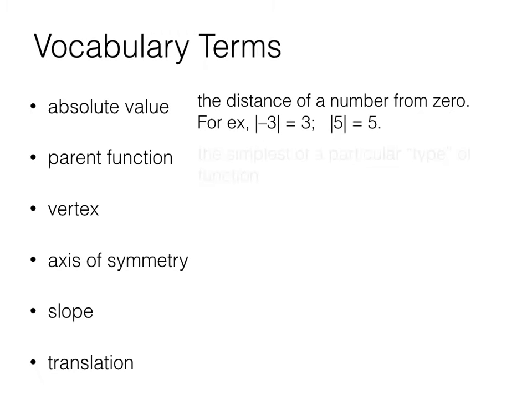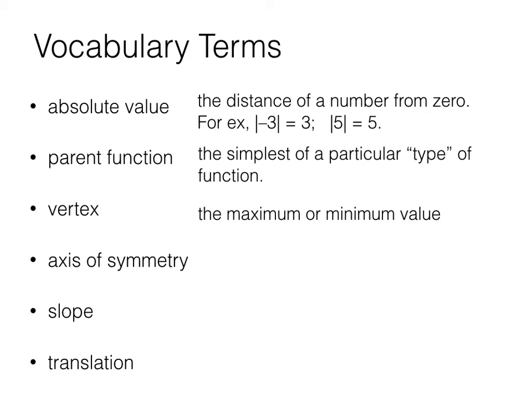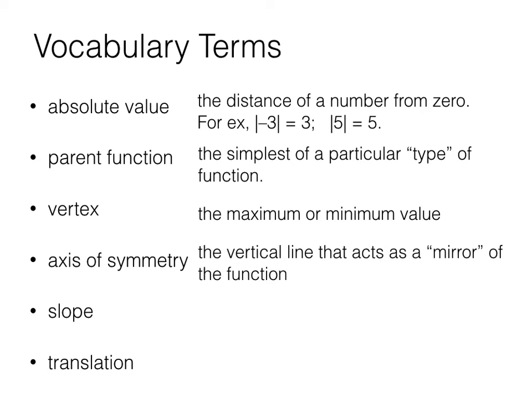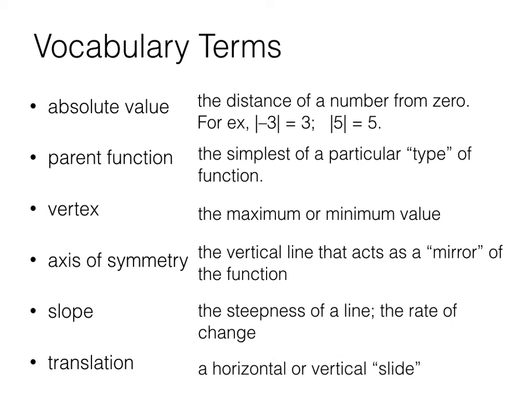A parent function is the simplest of a particular type of function. The vertex is the maximum or minimum value of a function. Axis of symmetry is the vertical line that acts as a mirror of the function. The slope is the steepness of a line, or the rate of change. And a translation is a horizontal or vertical slide. We'll be using all of these terms in this video.